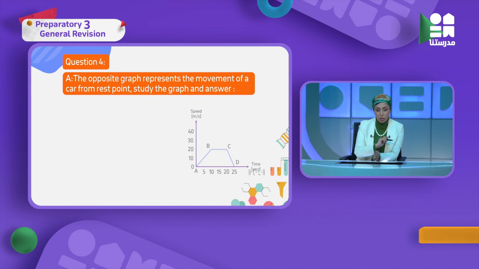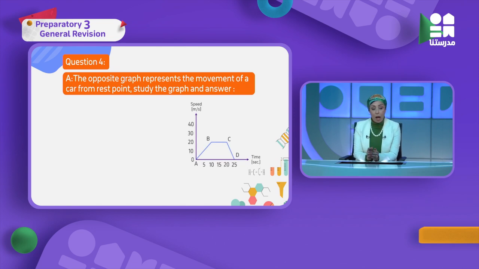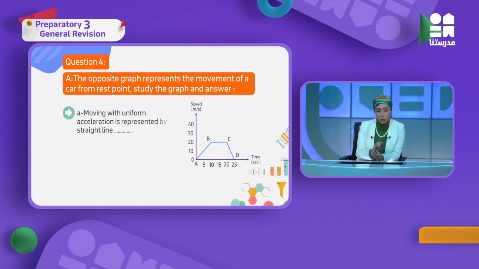Next type of question. Here, the graph represents the movement of a car from the rest point. Study the graph and answer. Here there is a car moving, and the graph shows its movement, starting from rest. What is meant by rest? It means its initial speed equals 0.